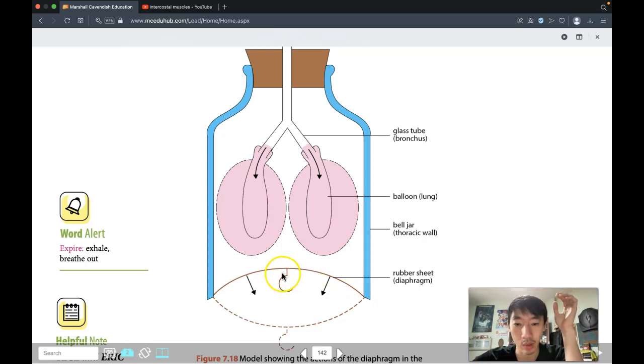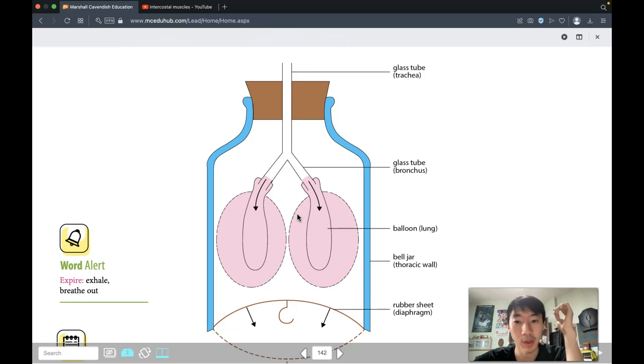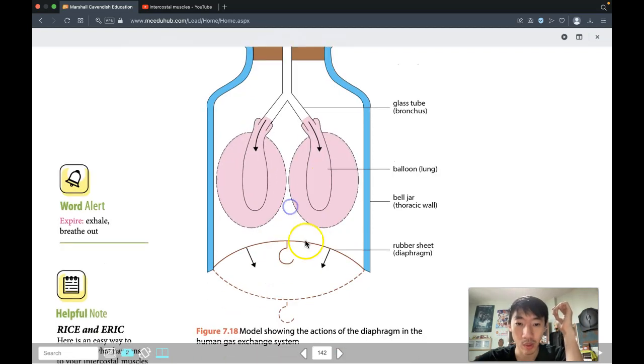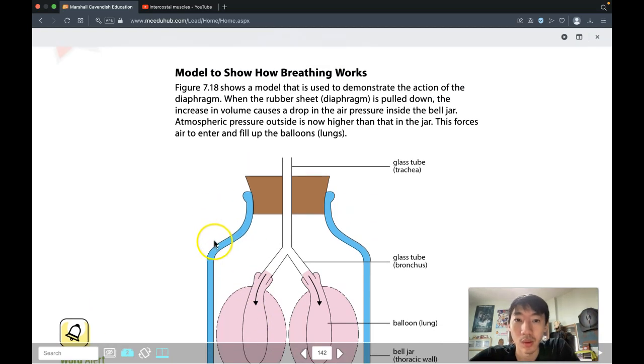So the diaphragm, if you pull it down, let's say you have a bottle that is completely airtight, and you have some balloons inside. When you have a rubber sheet at the bottom, you use the handle and you pull it down. This would increase the total volume in the bottle, that decreases the pressure of the balloons, and so air can actually move into the balloons, and you will see the balloons increase in their volume by a little bit.